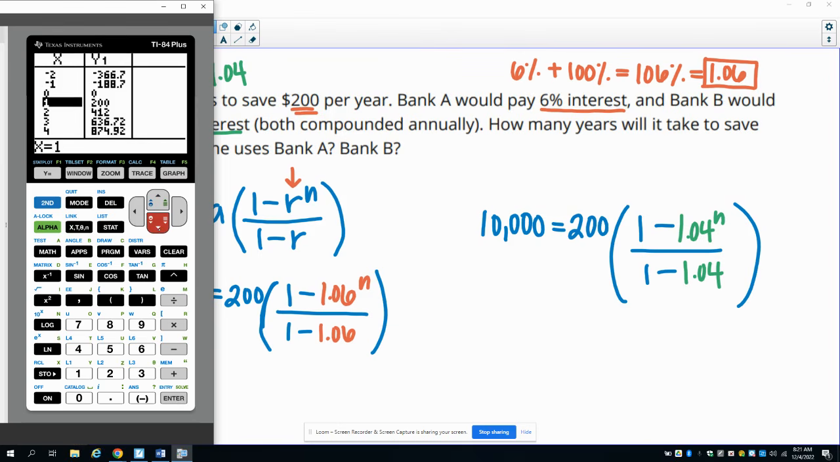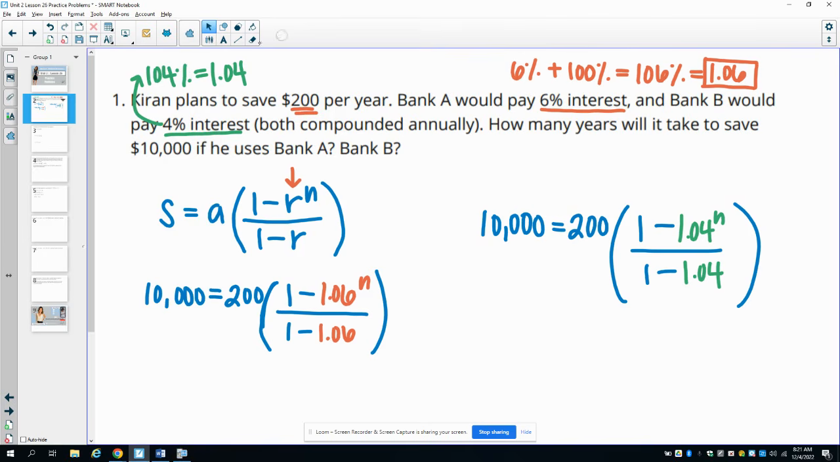So after the first year, he's got his $200. Okay, so let's see where this gets to 10,000. So we're at 3,000, 4,000, 7, 8, 9. Okay, so here's where it hits 10,000: somewhere between year 23 and 24. So it's going to take him till the 24th year to have $10,000. So at the end of 24 years, for Bank A.